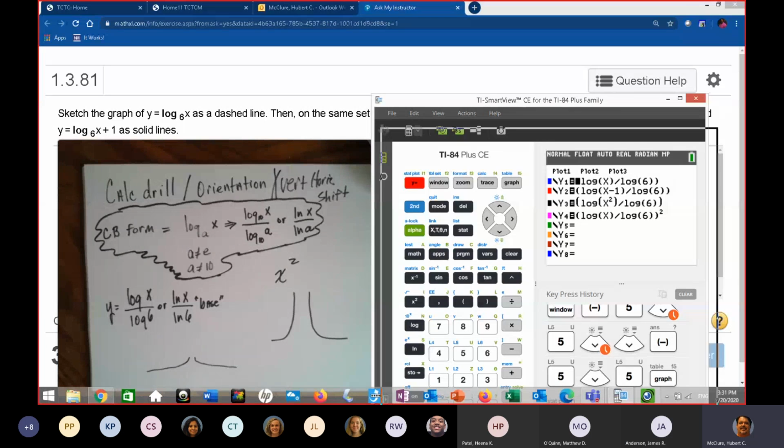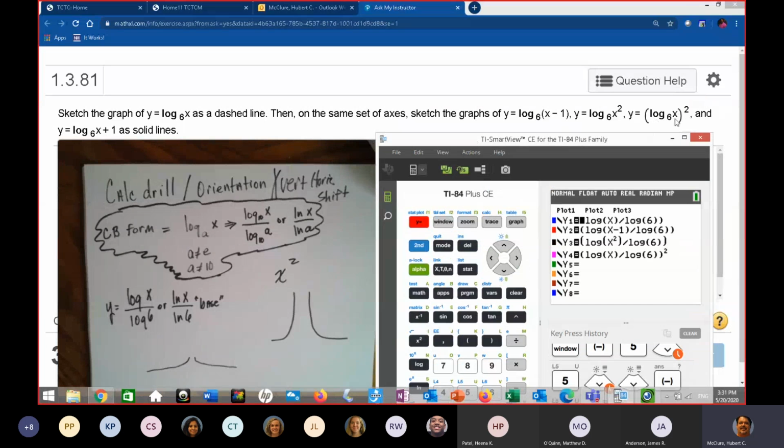See there? This whole thing squared. Okay. All right. Yeah, I see. And then the last one.